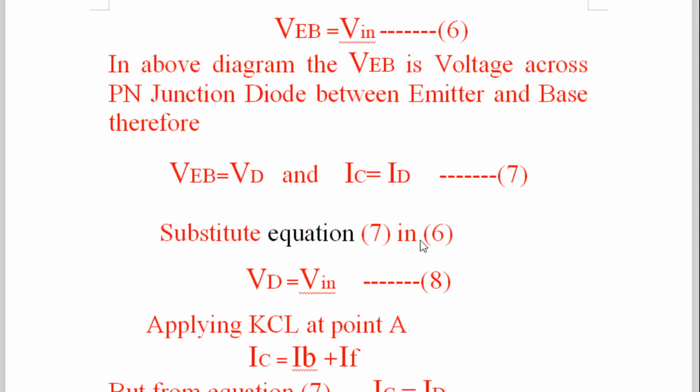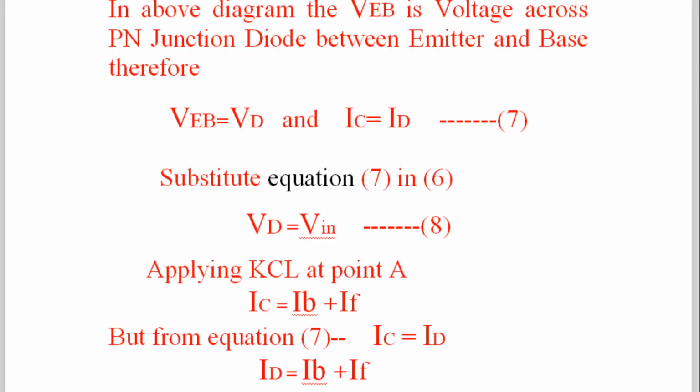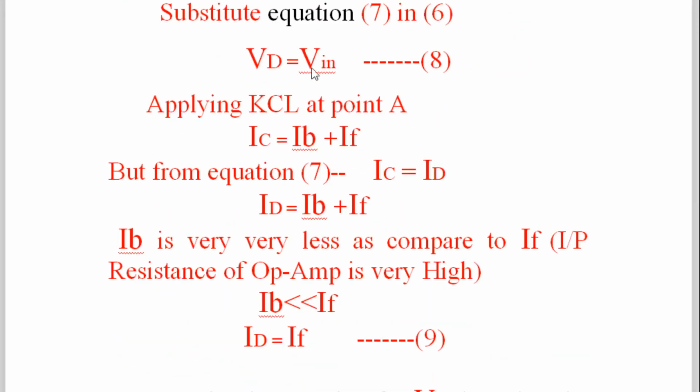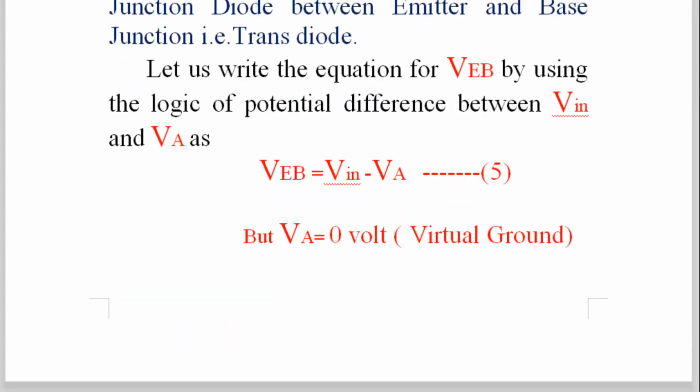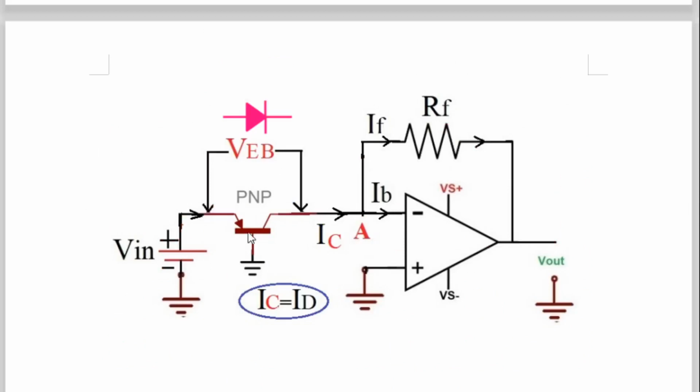Substitute equation number 7 in 6. What is equation 6? VEB is equal to Vin, but VEB is equal to VD. Therefore, VD is equal to Vin. Simple mathematics. Now, once you complete this much portion, you come to the point A. So you complete the voltage across this, and then you come to the point A.